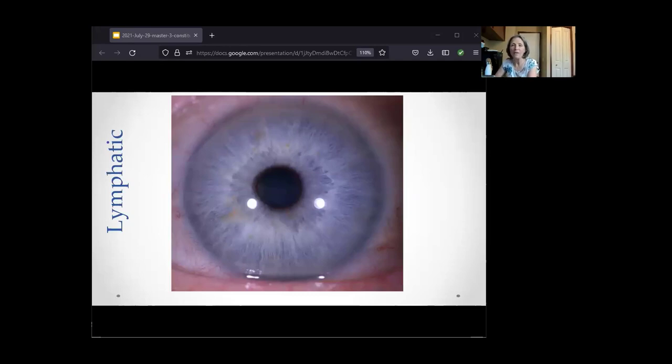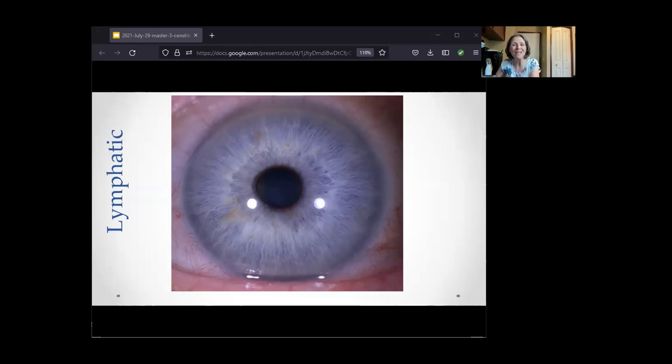Let's start with the lymphatic eye, or the blue-eyed person. Now, where I live, blue eyes are predominant, and where you live, that may not be the case. So we will look at the brown-eyed people, and we will look at the mixed people as well. And as we do this, I just want you to know I don't have any favorites, right?